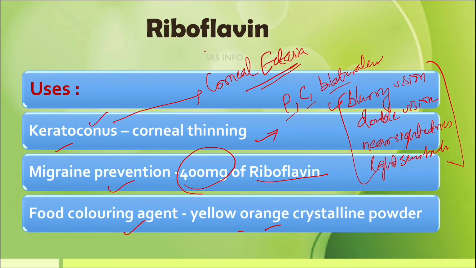What does riboflavin do with this disease? Basically this is treated by corneal collagen cross-linking, and this cross-linking will increase the corneal stiffness. How? By applying a topical solution. Topical riboflavin solution is applied to the cornea, and then it is exposed to ultraviolet light, by which a layer of stiffness develops in the cornea with the help of riboflavin. Okay, this is the method of treatment of keratoconus. So these are the important uses and functions of riboflavin.